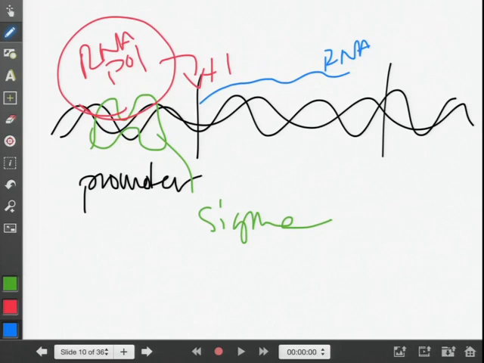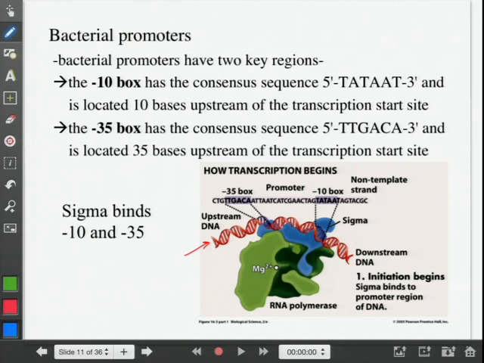Okay, so sigma factor's job is to bind DNA and bring in RNA polymerase. And so it's a DNA binding protein. Its job is to bind to DNA. And so here's a little picture of how that works. And again, it's not just any random sequence of DNA. Otherwise, sigma would sit down all over a bacterial chromosome and randomly set up transcription. Right? Transcription is very tightly controlled so that we're only making the exact RNA that we want to.